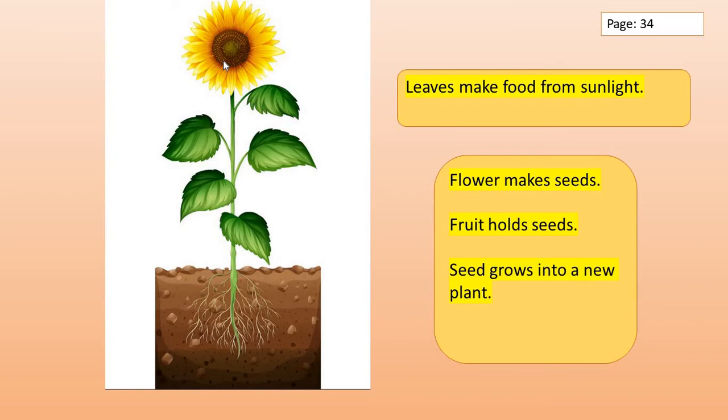What about the leaves? What do you think is the function of the leaves, grade 1? Leaves make food from sunlight. The plant needs food, right? And we see how the leaves follow the sun to make food. Again, what's the function of a leaf? Leaf makes food from sunlight, or leaves make food from sunlight. Excellent, grade 1.